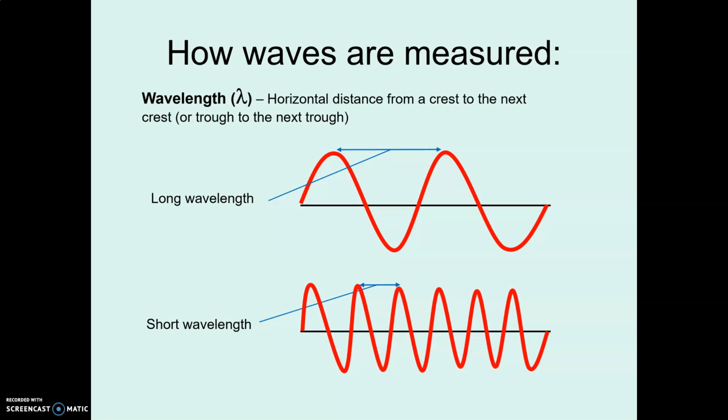So long wavelengths have a low amount of energy associated with them. Whereas short wavelengths, that means there's a lot more waves happening in that time period, so that's going to have a higher amount of energy associated with it. Okay, so long wavelengths have low amounts of energy, short wavelengths have high amounts of energy.